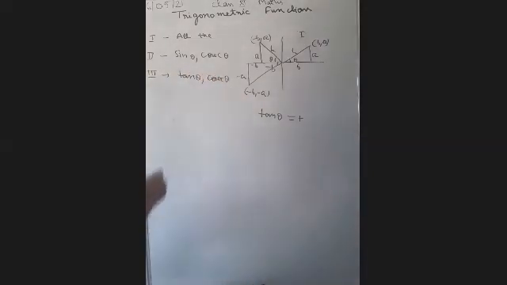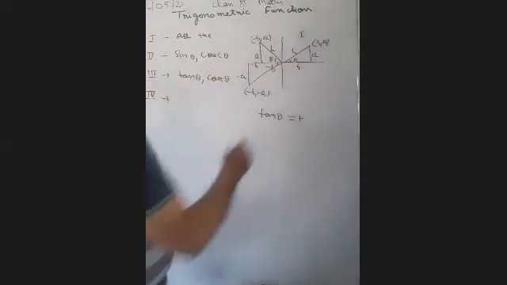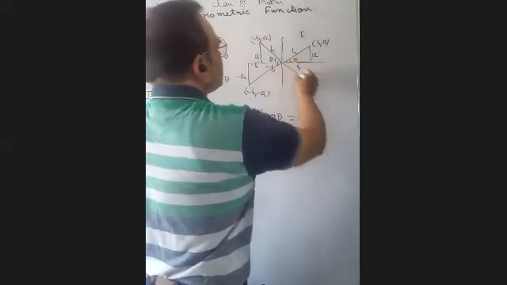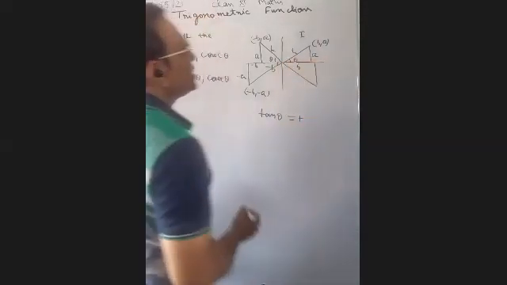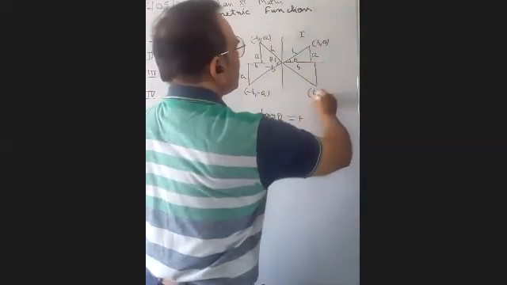positive. What will happen in the fourth quadrant? In this fourth quadrant, we observe that this distance will be positive and the one below will be negative.